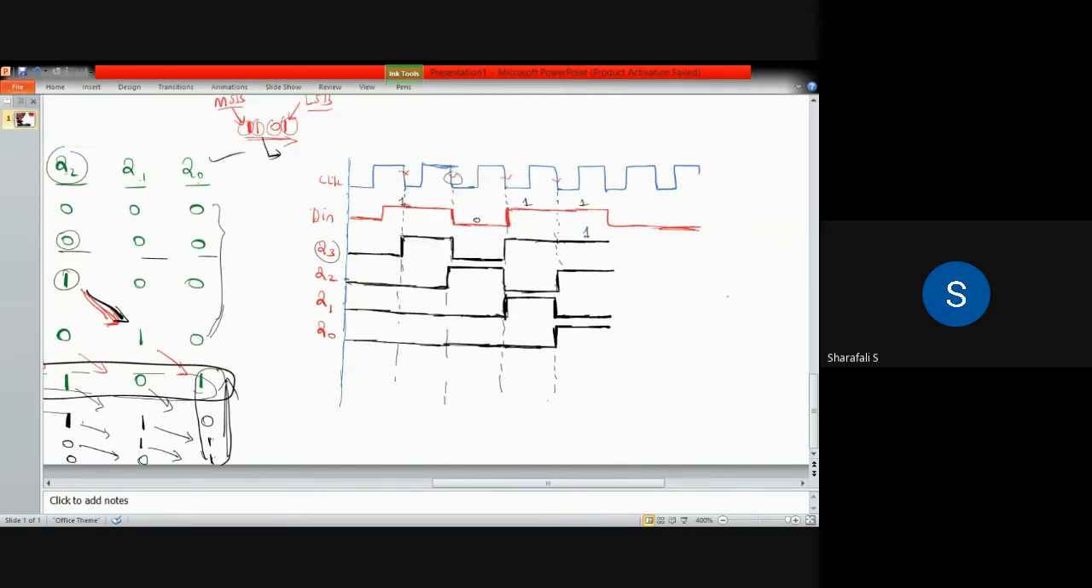Here it is 1. Here it is again 1. This is 0. This is 1. So 1011 is stored after this fourth triggering, or fourth clock pulse. Okay, so this is how it's coming.